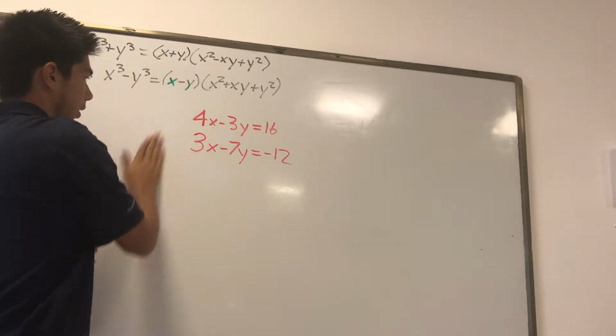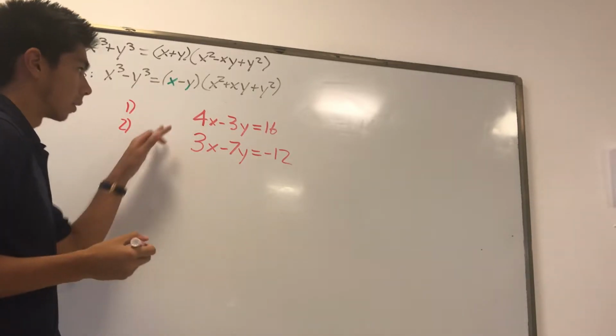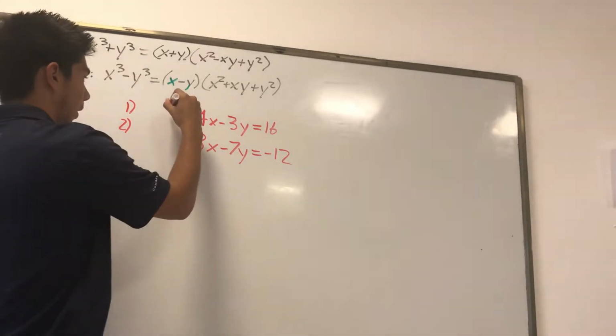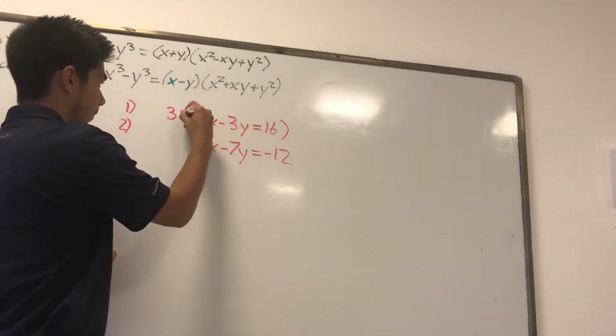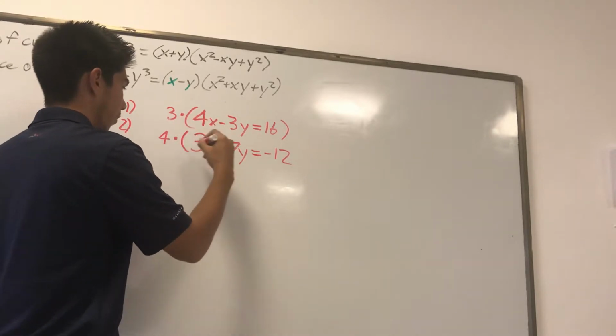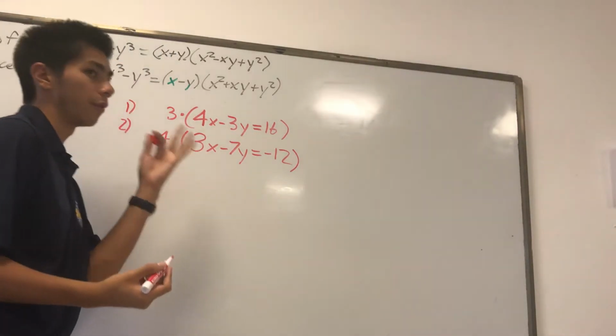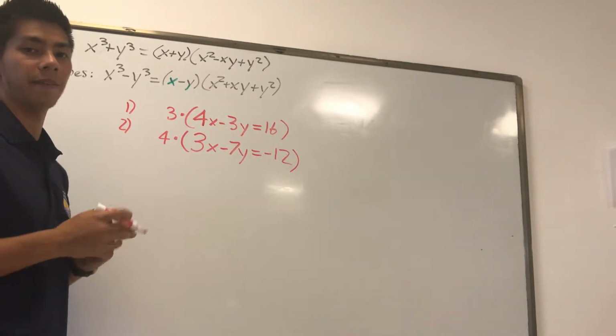So this is equation 1 and equation 2, and I'll reference them like that. To get them equal to each other, I'm going to multiply this whole top thing by 3. I'm going to multiply the bottom, equation number 2, by 4. You could do it by -4 if you wanted to. In this case, I'm going to do it by +4, but you do have that option.